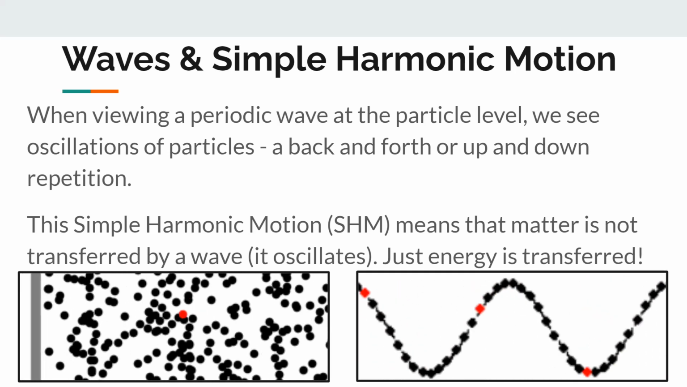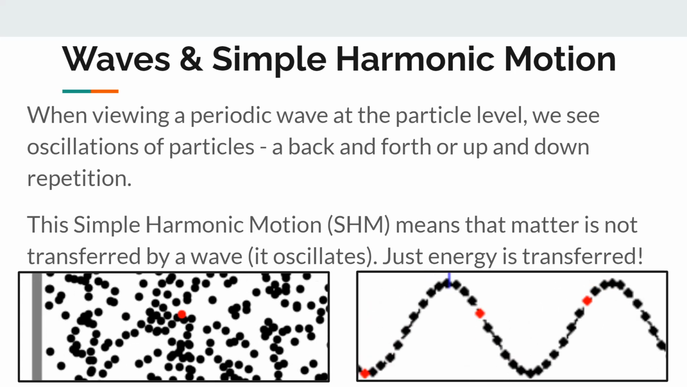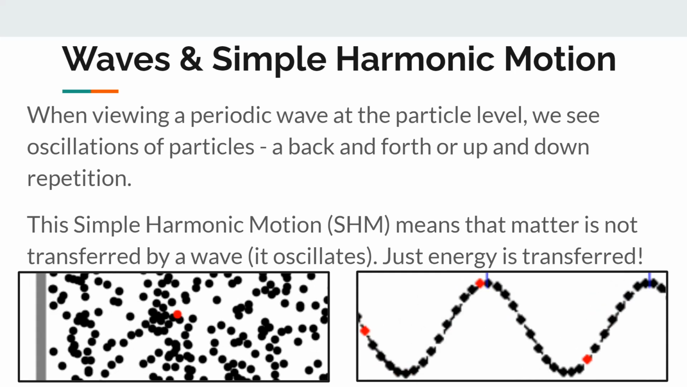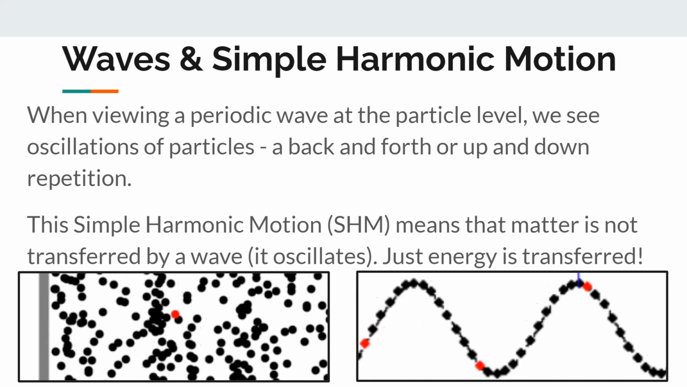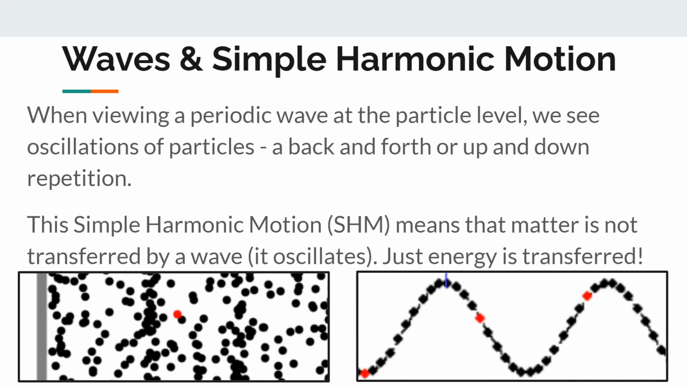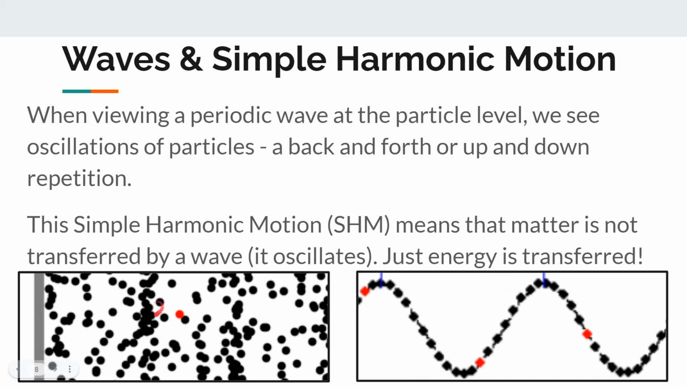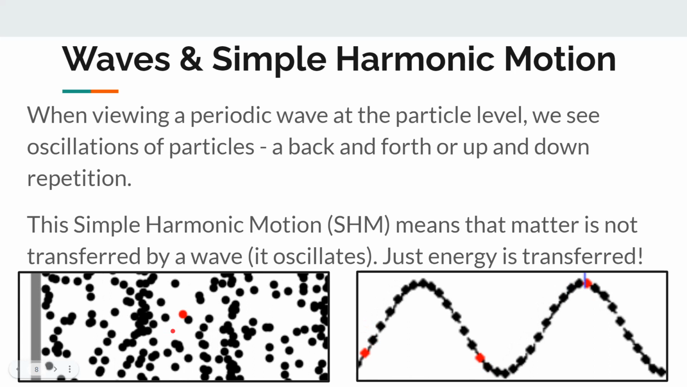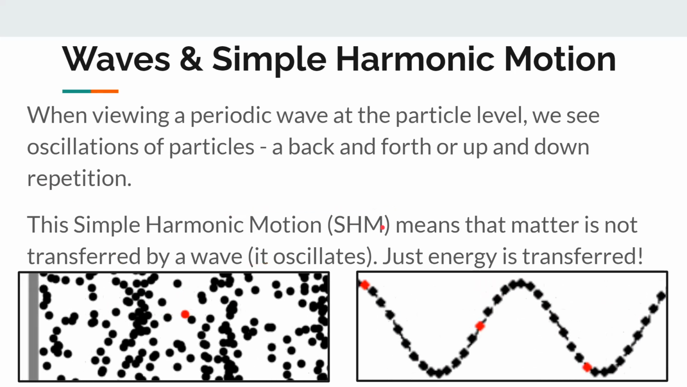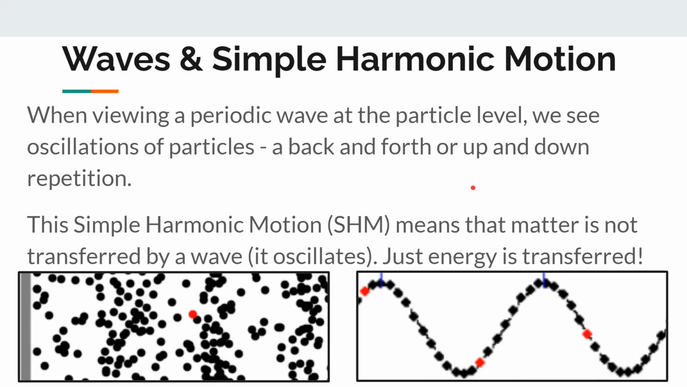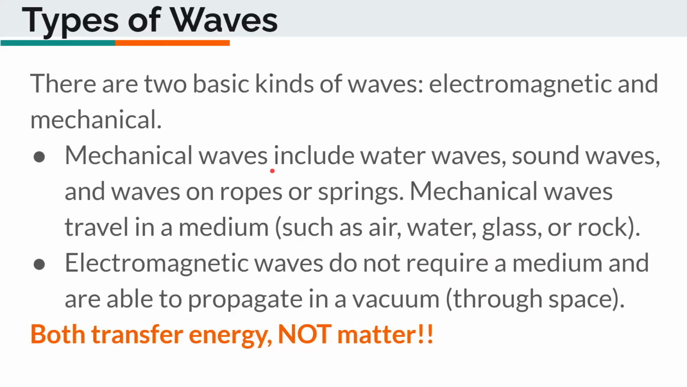Rather, energy moves through the wave, and those particles of the matter in these two examples are, again, kind of setting off a domino effect of sorts, where the movement of one affects the next, affects the next, affects the next, due to shear forces or tension, or due to collisions between gas molecules or something like that. But again, simple harmonic motion means matter is not transferred by a wave, it just oscillates, and only the energy is transferred. So there are two basic kinds of waves that we need to talk about.